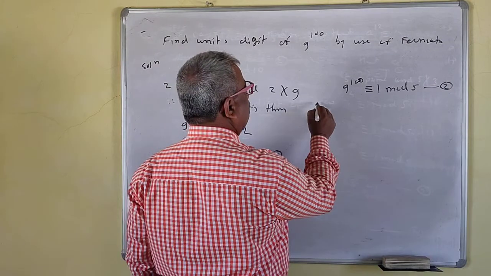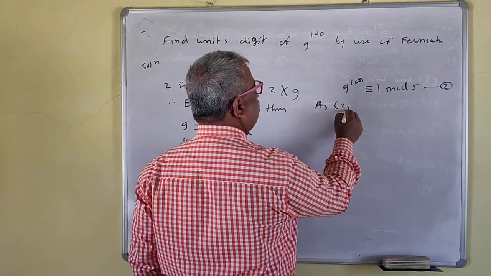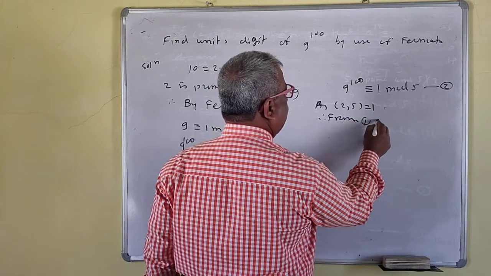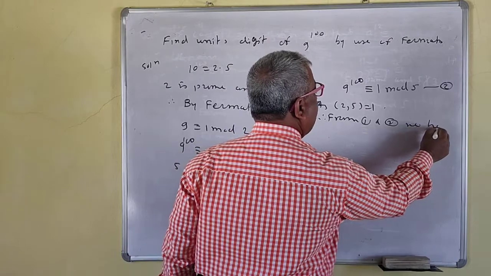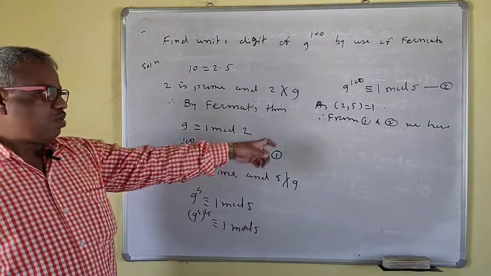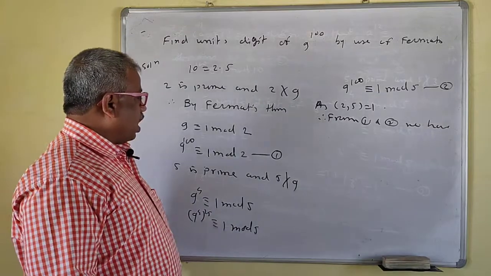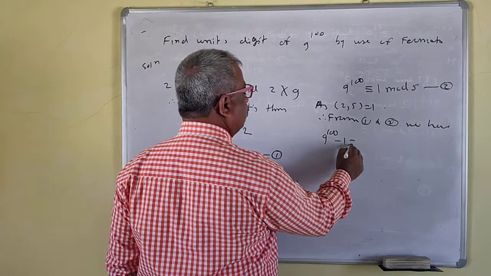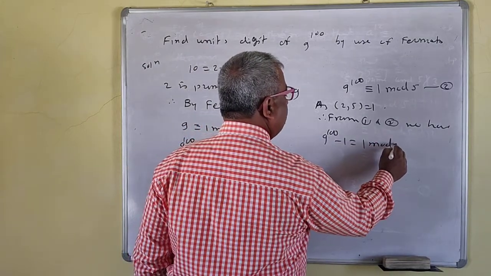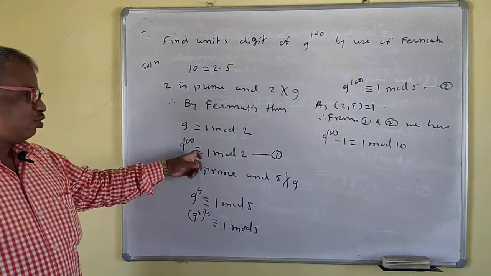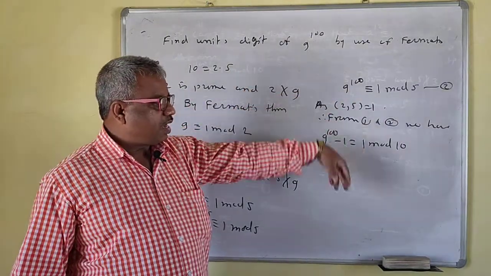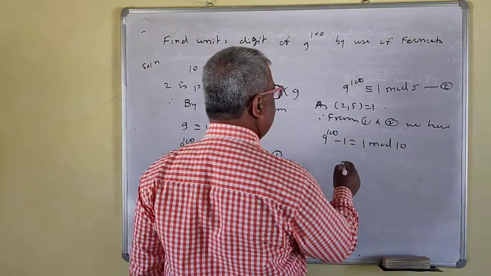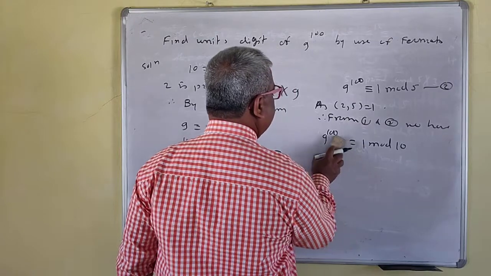So as GCD of 2 and 5 is 1, therefore from 1 and 2 we have, now this GCD of 2 and 5 is 1, I can write this as 2 into 5. So 9 to the power 100 is congruent to 1 mod 2 into 5, that is 10. Because 9 to the power 101, all these are the same. So I can replace 5 by 10 now, no problem for this one.